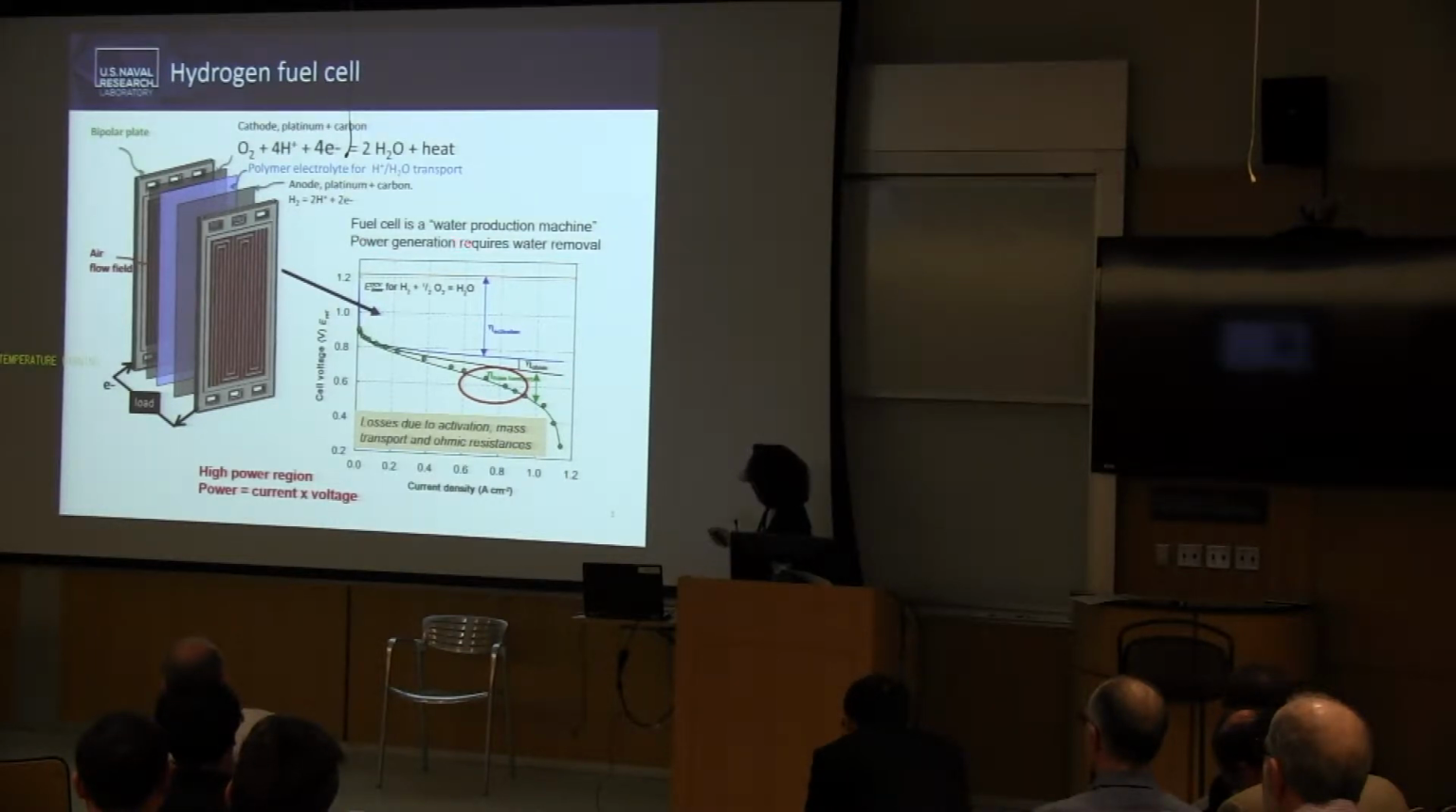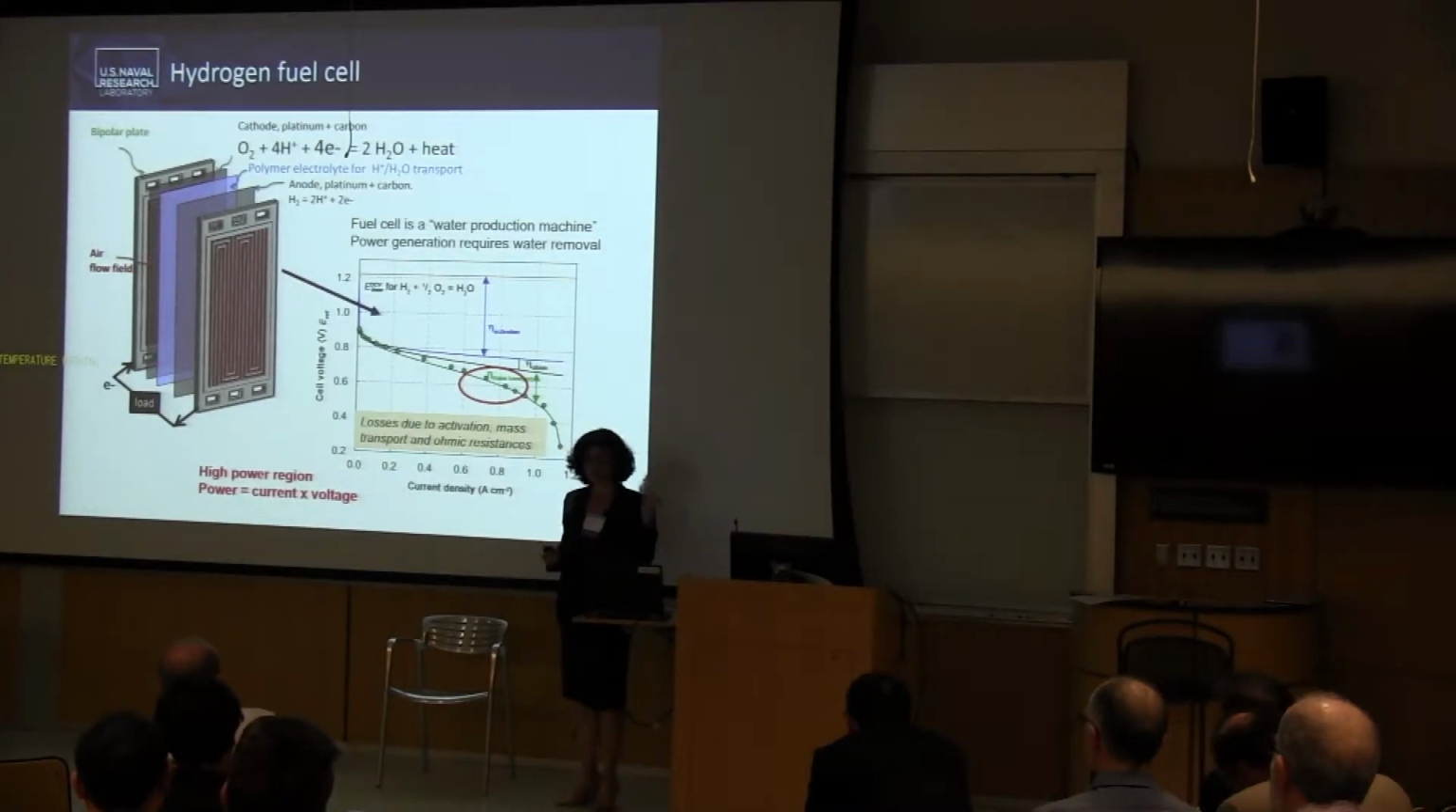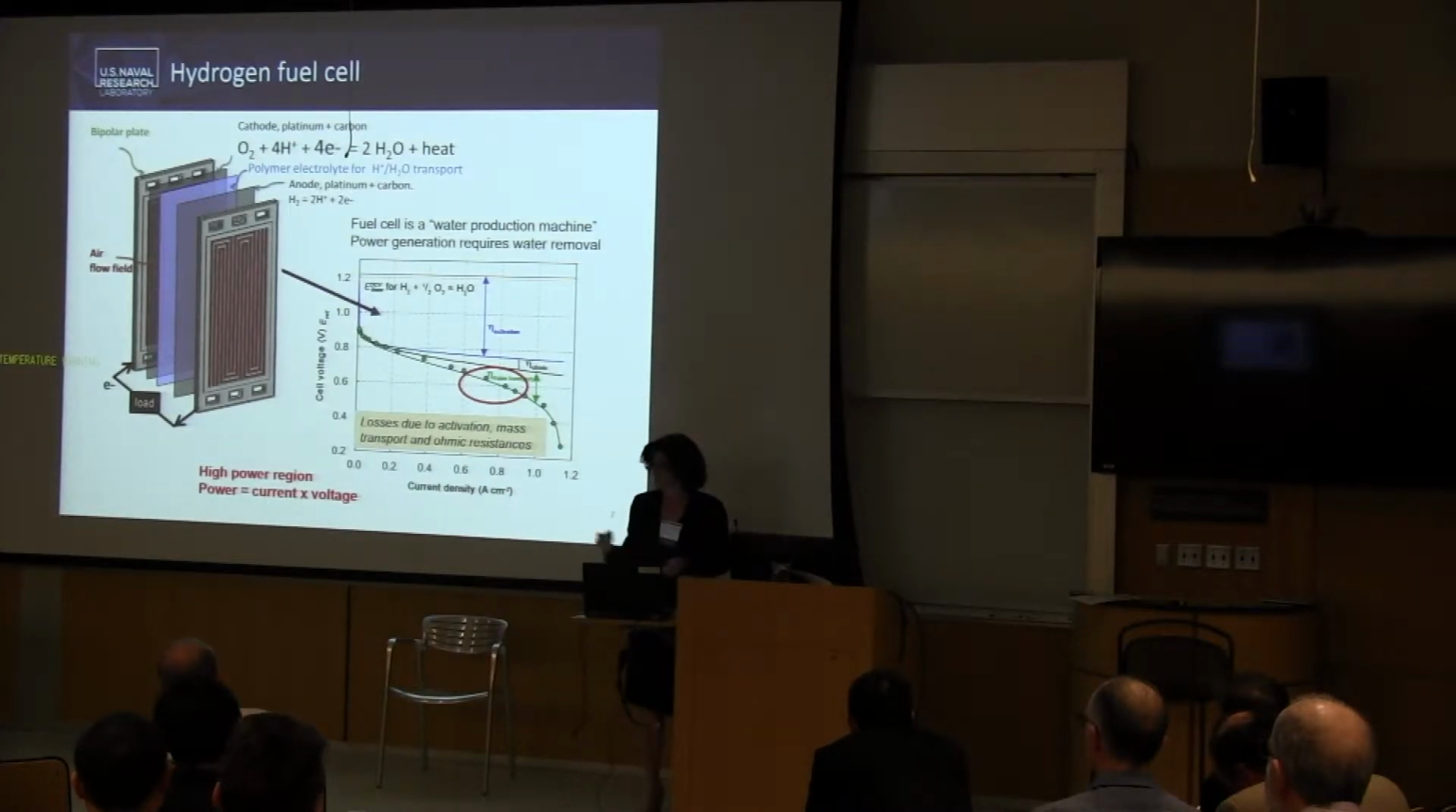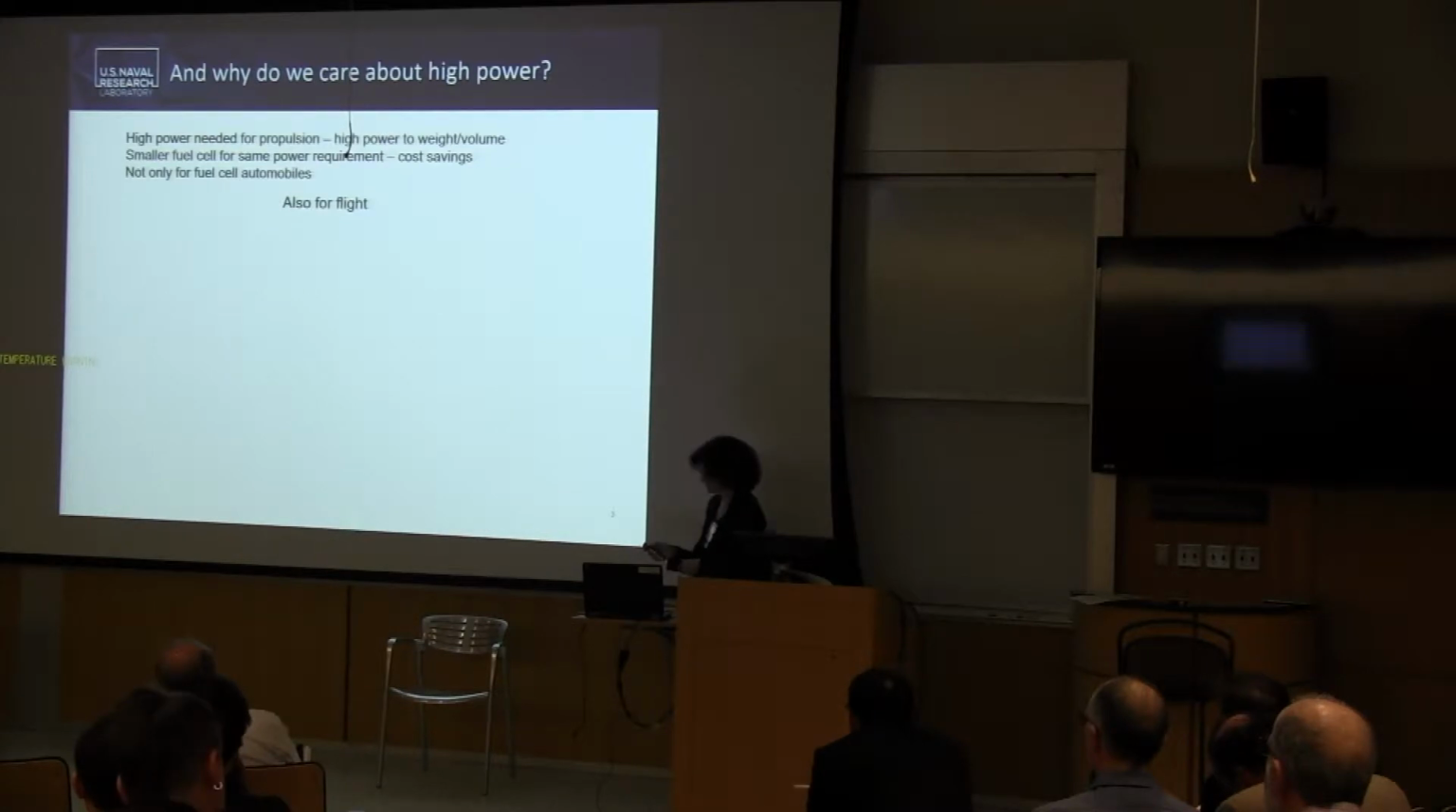What I wanted you to think about, though, is a fuel cell is really a water production machine. Everyone talks about bringing in hydrogen and oxygen, but it's making water. And you've got all this liquid water, gaseous water, and you're basically trying to get that water out of the system. And again, people talk about bringing oxygen in and reacting it, but once you make this water, you've got to get it out. So that's what I want you to think about today: how do we get water out of this water production machine?